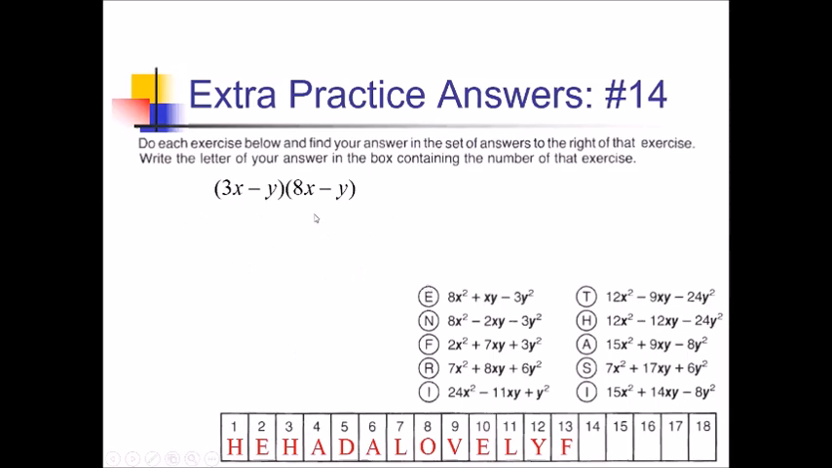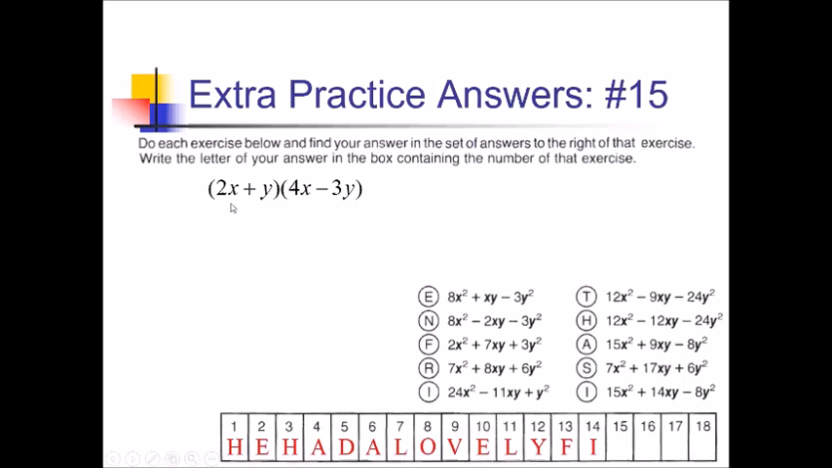All right, here's another one of these. 3x times 8x, that's 24x squared. 3x times negative y, that's negative 3xy. Negative y times 8x, that's negative 8xy. And then negative y times negative y is a positive y squared. These xy's combine to give us a negative 11xy in the middle. So 24x squared minus 11xy plus y squared, which is going to be choice I, going under spot 14.